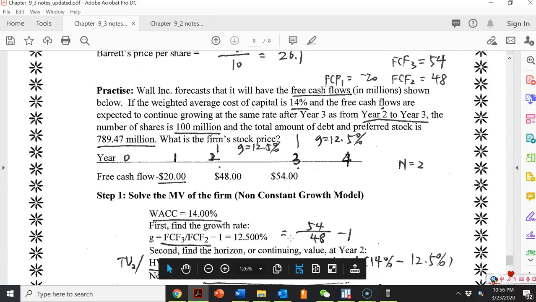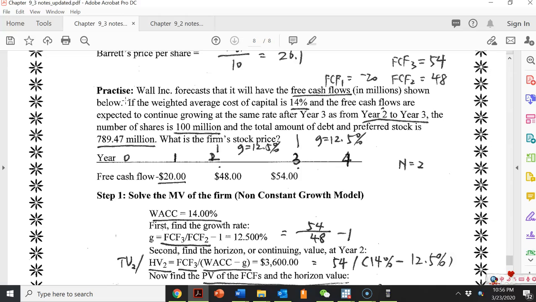Okay, here is another practice of free cash flow model. Again, you can pause the video now to read the question and work on this question without looking at the solutions. And we will discuss the solutions if you finish doing this question yourself.